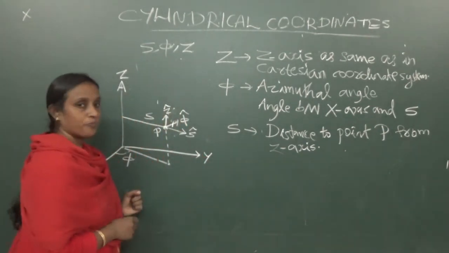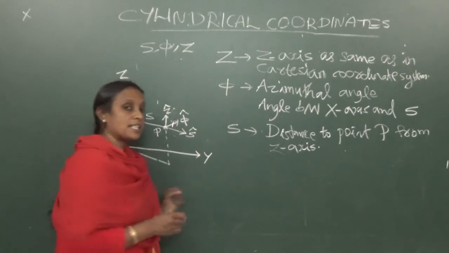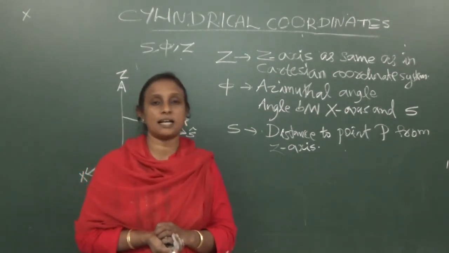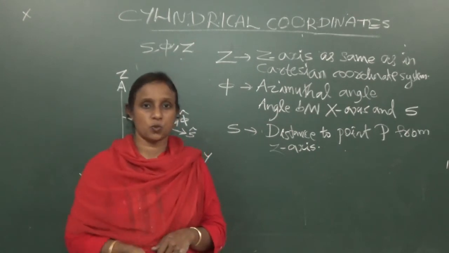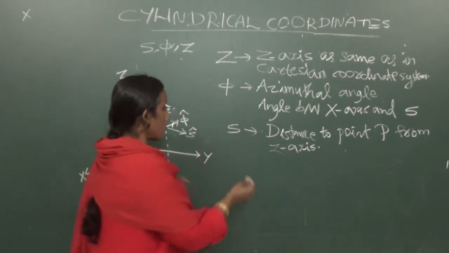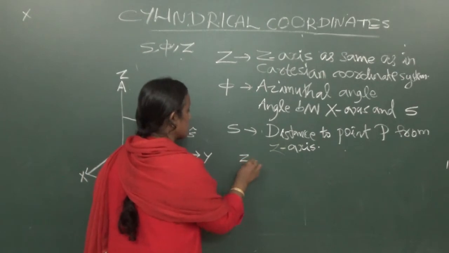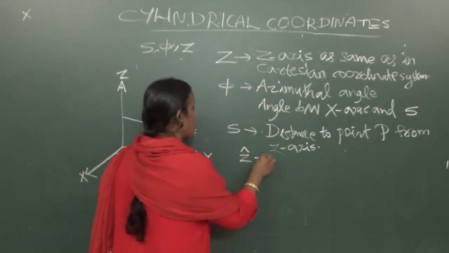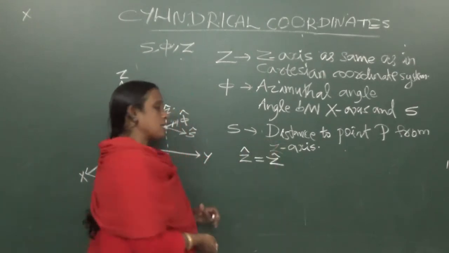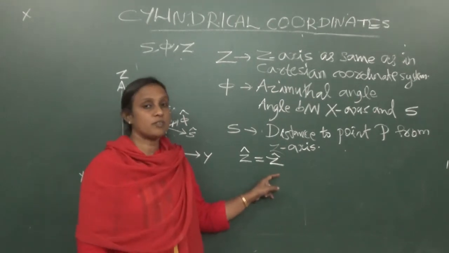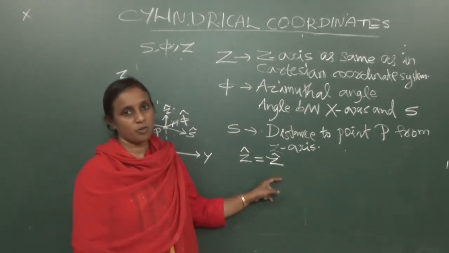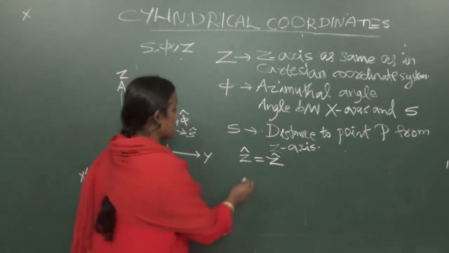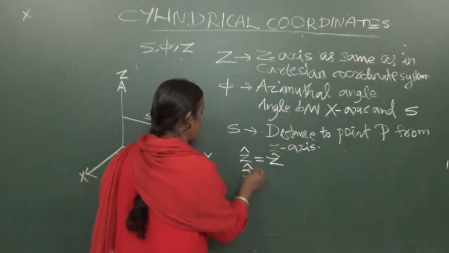First of all, we know that Z cap is the same Z cap which is defined in the Cartesian coordinate system. So we can write first Z cap equal to Z cap itself. The next one is S cap, right?